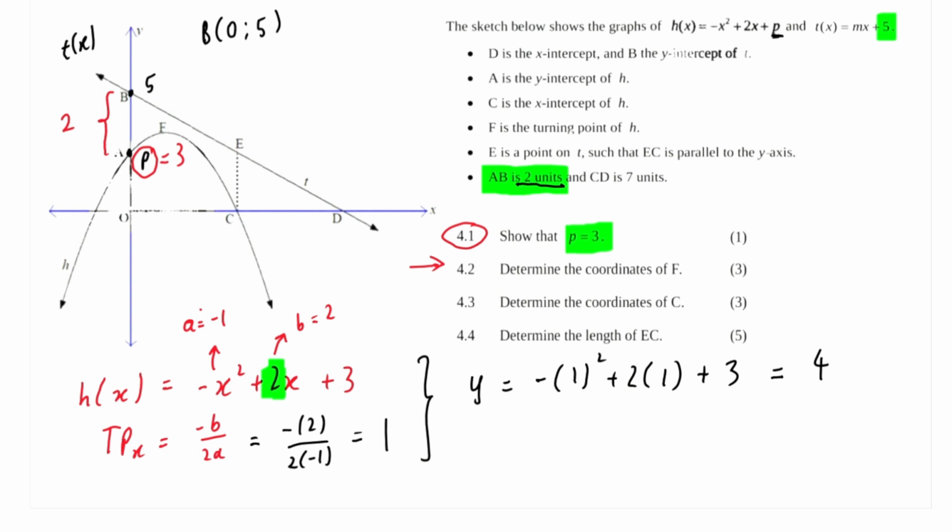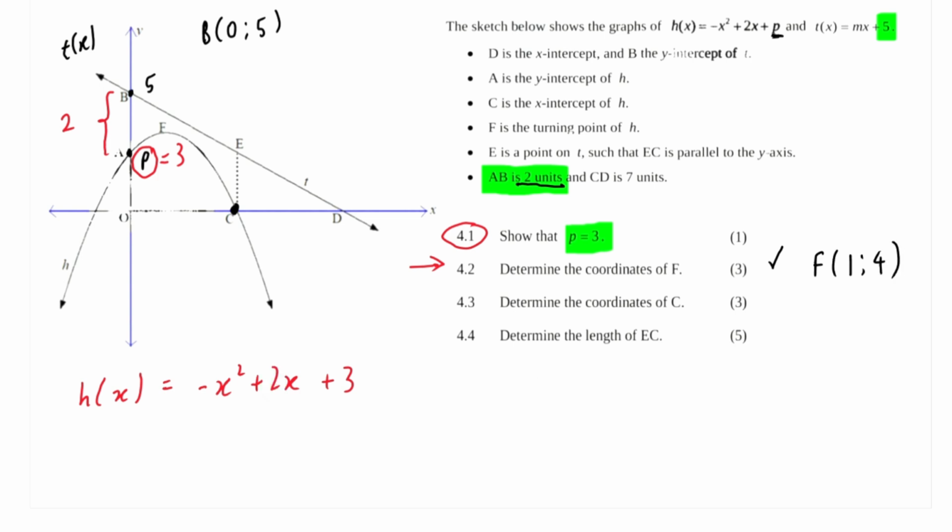So our coordinates for F, the turning point, is 1. That's our x value, and our y value is 4. Okay, so question 4.2 is correct. Now let's determine the coordinates of C. I'm just going to write the coordinates of F on the side, 1 and 4.